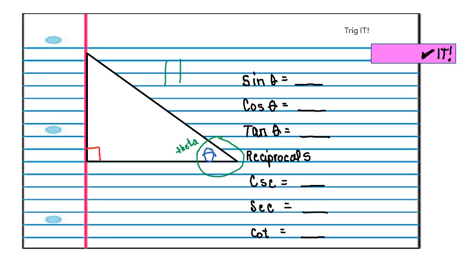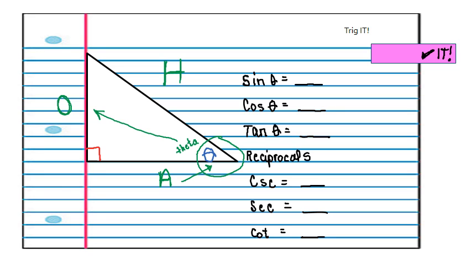is, where the opposite side is, and where the adjacent side is. The opposite side is always across from theta, that funny little O with the frown in it, and the adjacent side is always hooked to the angle. Adjacent, A, angle, A. Maybe that helps.